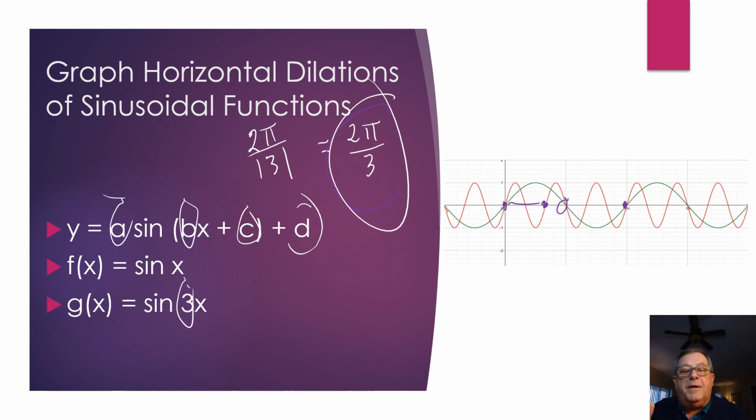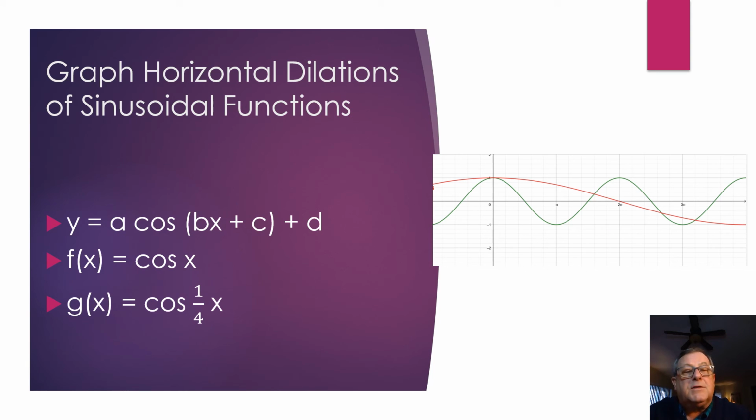If b is greater than 1, which in this case it's 3, it will compress the sinusoidal function horizontally. If b is less than 1 but greater than 0, it will expand the graph horizontally. And we're going to see an example of that coming up right now.